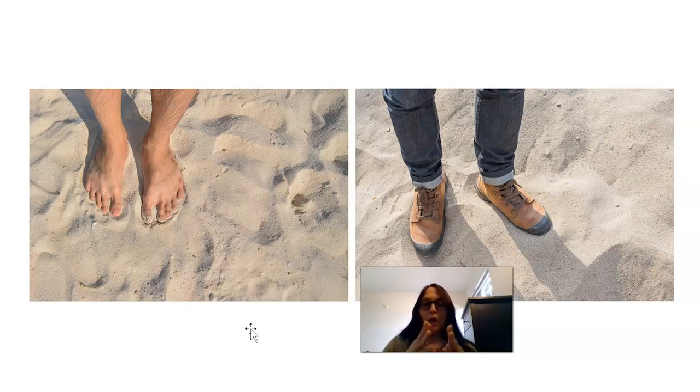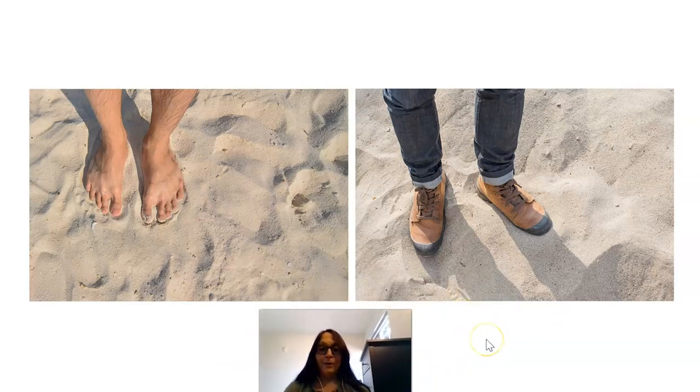So let's make our prediction. Where has the sunlight hit longer? And where has it hit for a shorter time? I know that when I go to the beach and the sand is nice and warm, I take off my shoes. So it is my prediction that the sun has been hitting longer where the person is not wearing any shoes. So it is nice and warm.